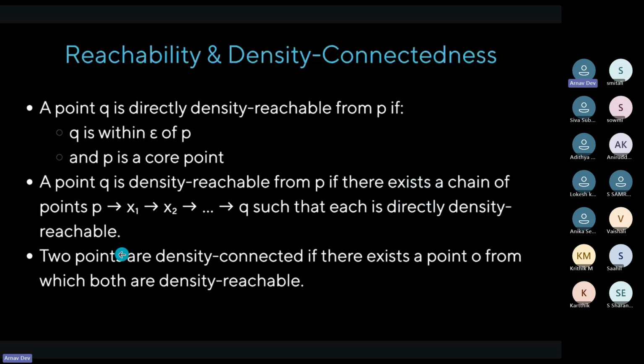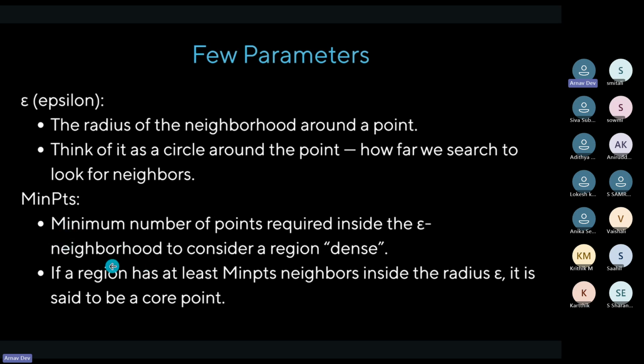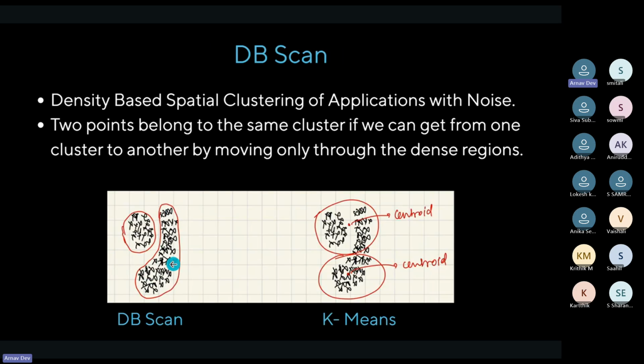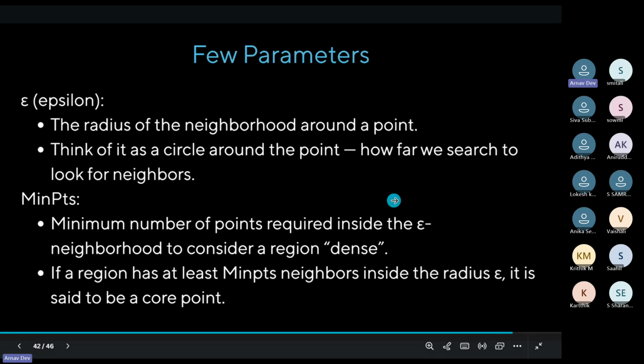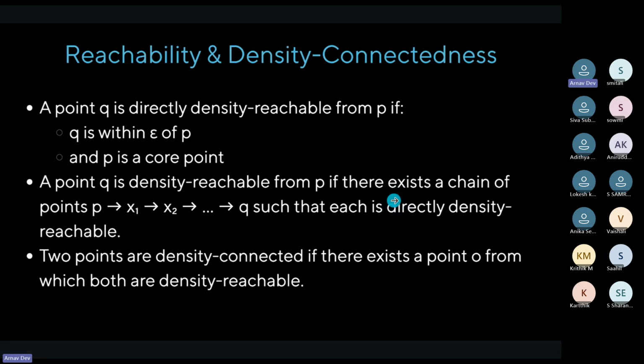And now how do you define if two points are density connected? Two points are density connected if there is a common point O from which both are density reachable. Suppose this is point P, this is point Q, and there's a point O. From O, both of these points are density reachable. So these are density connected with respect to point O. This is how you define it.